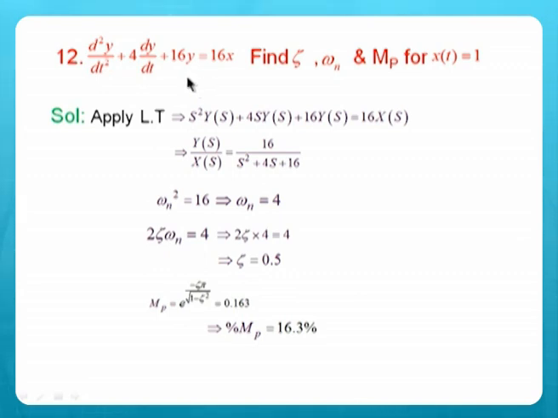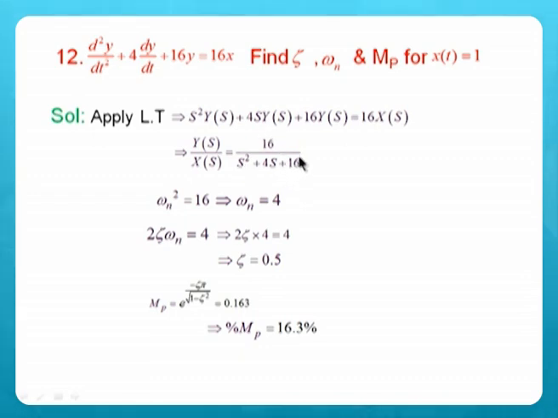The same second order system, d square y by dt square plus 4 dy by dt plus 16y equal to 16x. Y is the output, x is the input, and you are asked to calculate zeta, omega n and peak overshoot for x of t equal to 1. So apply Laplace transform to this differential equation and then simplify that. You get the function 16 by s square plus 4s plus 16.